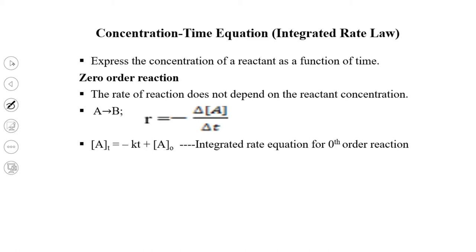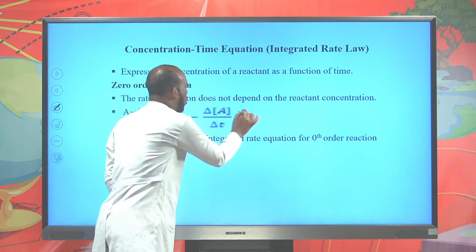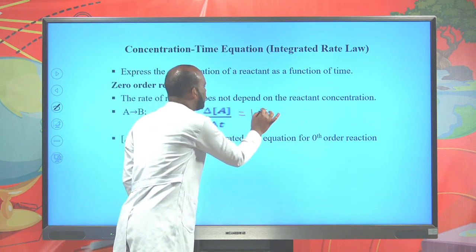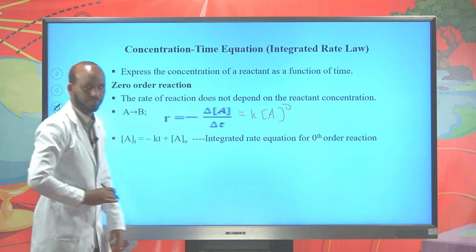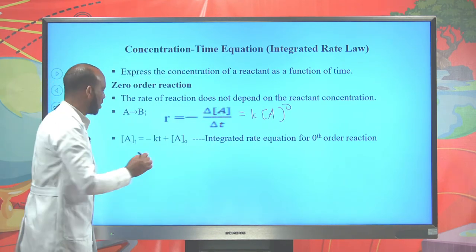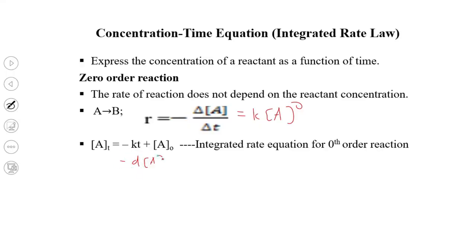Therefore, for a simple reaction A to B or A to product, rate in terms of concentration of reactant equals minus change in concentration of A divided by change in time, which equals, for a zero order reaction, k times concentration of A to the power zero. Using calculus, we can write this as minus d[A] divided by dt equals k times concentration of A to the power zero. Rearranging this, we can write minus d[A] divided by concentration of A to the power zero equals k times dt.